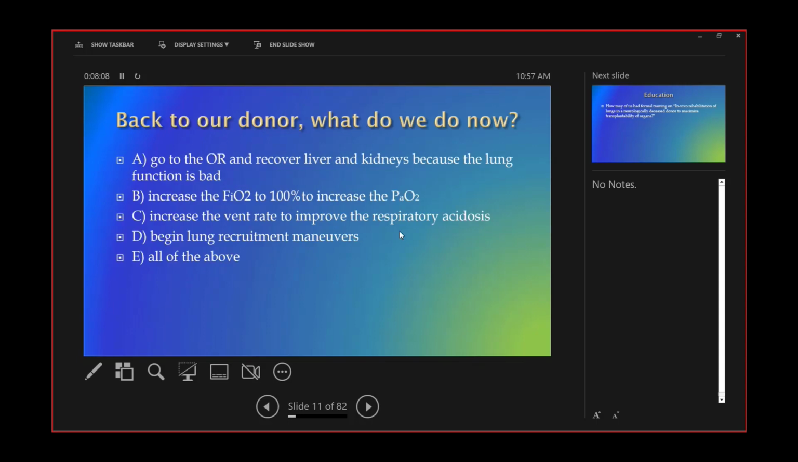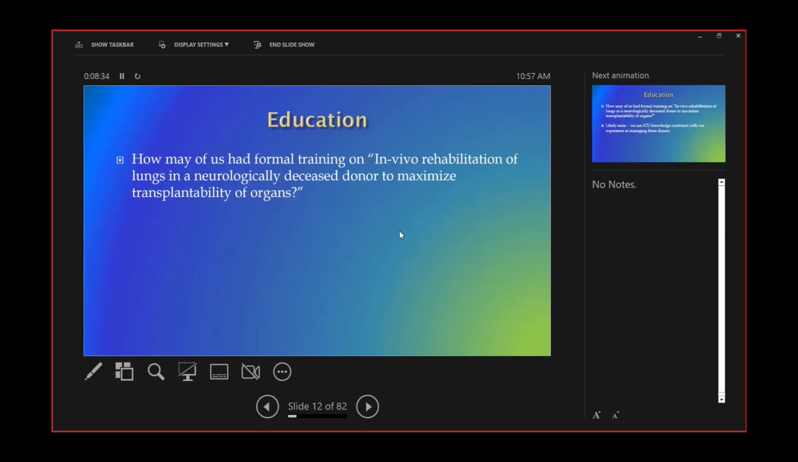What I would say is you want to begin your lung recruitment maneuvers. Does increasing your FiO2 to 100% increase your PaO2? Yes, but does it increase your PF ratio? No. And it increases your risk of damage. We'll talk about some of the issues with putting somebody on 100% oxygen for too long. We already talked about the potential for oxygen-induced toxicity, but there are other more immediate issues that we'll talk about a little bit later. So begin lung recruitment maneuvers.